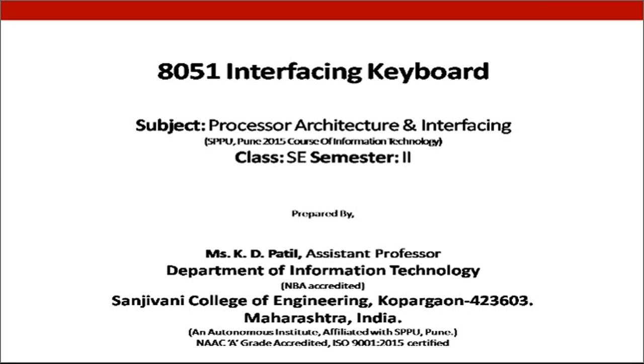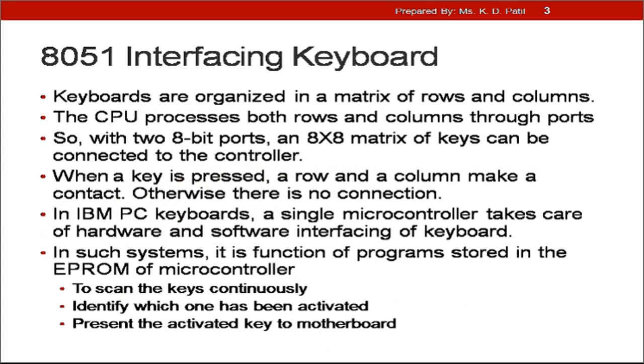In this lecture, we are going to see how the 8051 microcontroller interfaces a keyboard. Keyboards are organized in a matrix of rows and columns. The CPU processes both rows and columns through the ports. So, with two 8-bit ports, an 8x8 matrix of keys can be connected to the controller. When a key is pressed, a row and a column make contact. Otherwise, there is no connection between the rows and columns.